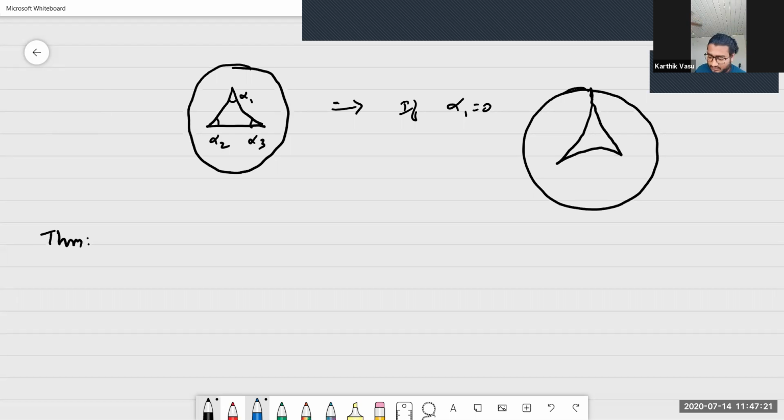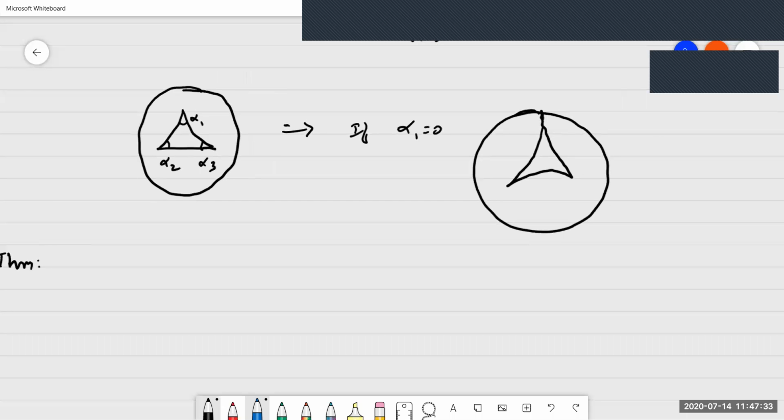Okay. So in hyperbolic geometry, you can have triangles with 0 angle. Oh yeah, let me make it clear why this angle is 0.